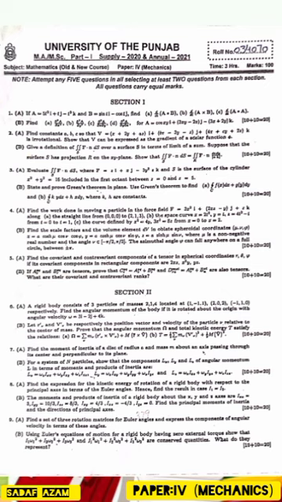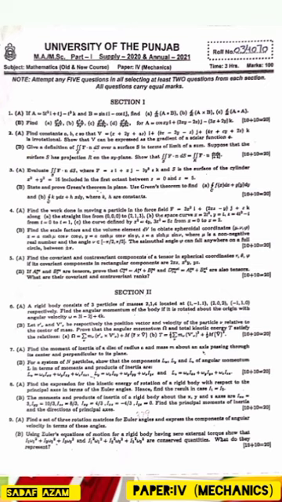Question number 7a. Find the moment of inertia of a disk of radius a and mass m about an axis passing through its center and perpendicular to its plane. B. For a system of n particles, show that the components Lx, Ly and Lz of angular momentum L in terms of moments and products of inertia are Lx is equal to ωx I_xx plus ωy I_xy plus ωz I_xz, Ly is equal to ωx I_xy plus ωy I_yy plus ωz I_yz, and Lz is equal to ωx I_xz plus ωy I_yz plus ωz I_zz.